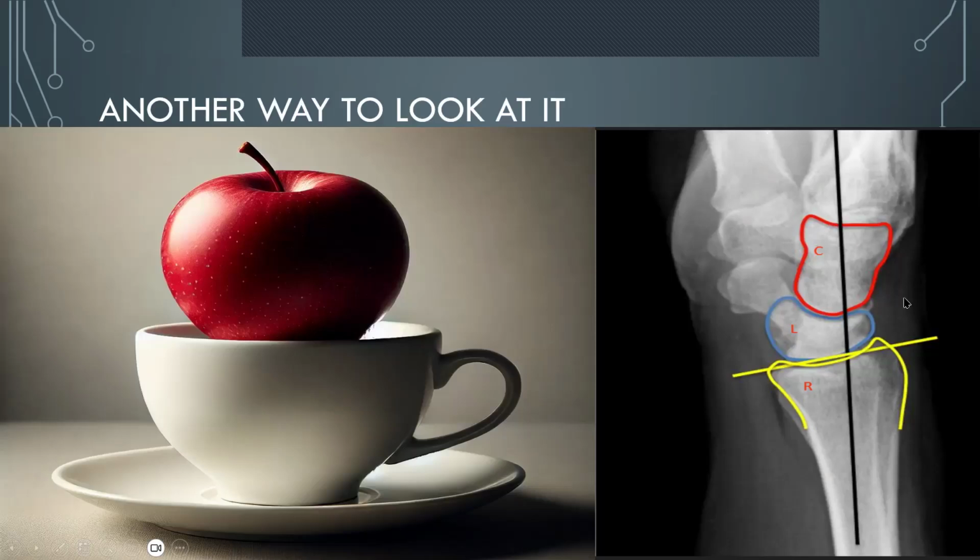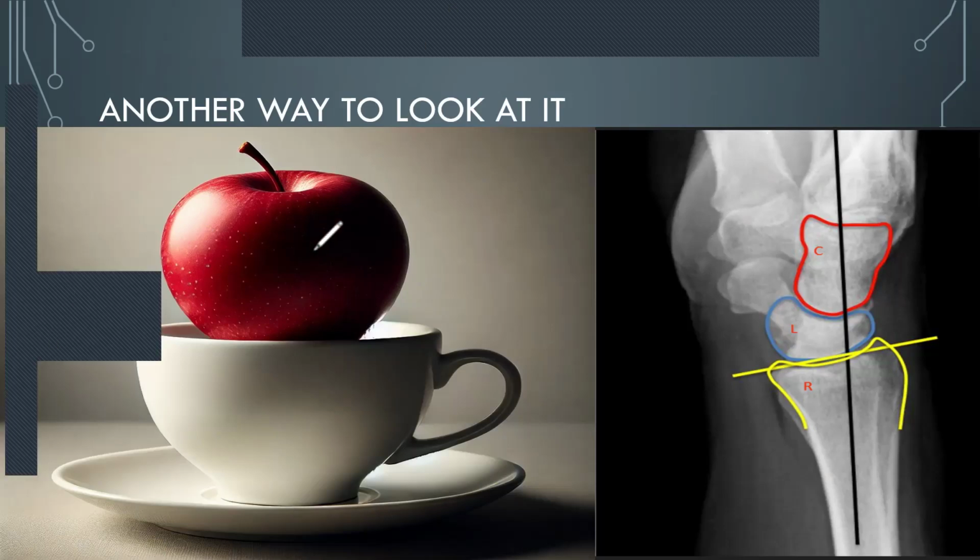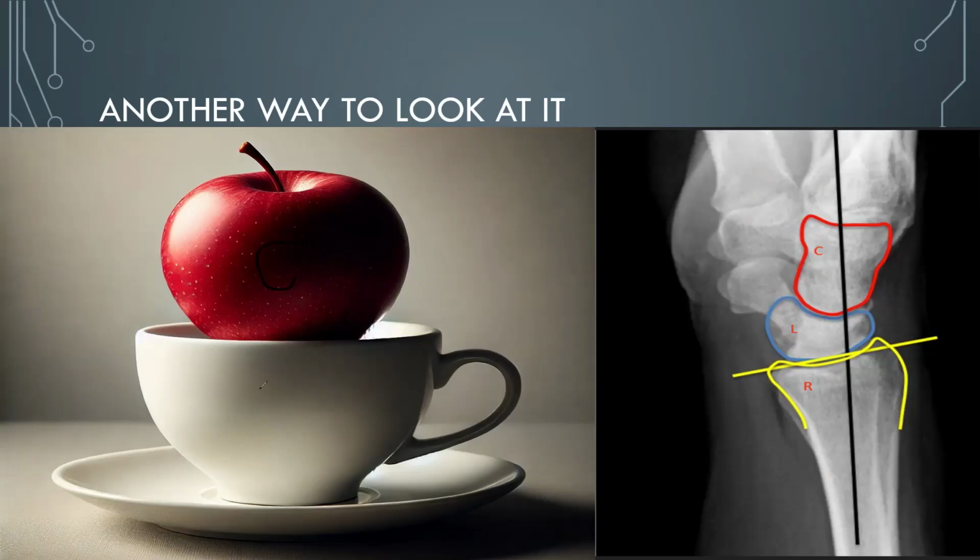Now, let's have a look again. So this is just a hand switched the other way around, okay? And I'm going to teach you another way of looking at it and another way of imagining what's going on. As you can see, here we have an apple. It's sitting in a cup, and that cup is sitting in a saucer. I want you to imagine that this apple is actually the capitate. Okay, so I'm just going to put a C over there. I want you to imagine the cup is the lunate, and this saucer is the most distal end of the radius. All right.